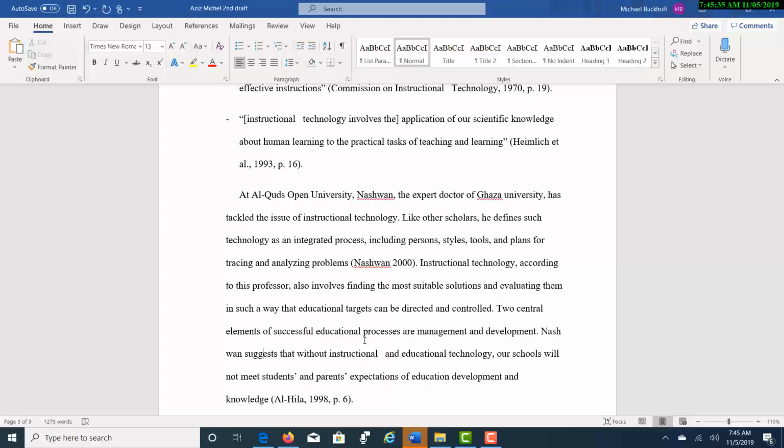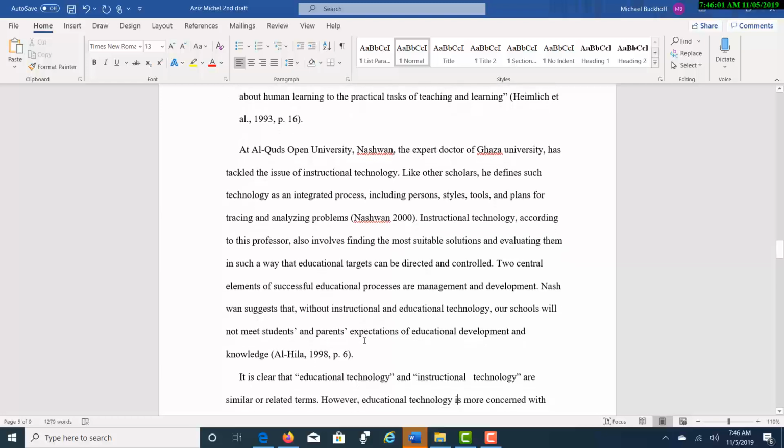Nashwan suggests that without, and I'm going to throw a comma in here to separate this prepositional phrase, that without instructional educational technology, our schools will not meet students' and parents' expectations of, let's go back here again. I want you to go through the rest of them. If you're using education before a noun, let's go for educational development.